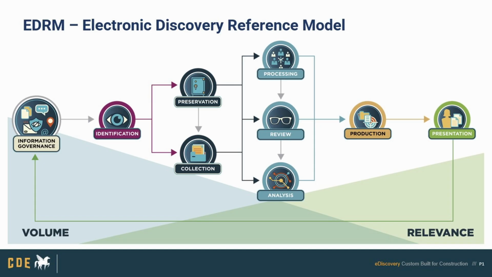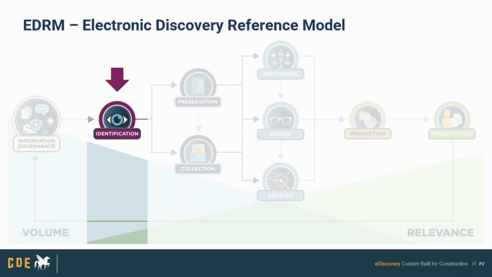Before we address the various stages, please note that the overall goal of the process is to reduce the volume of documents through the various stages while surfacing the most relevant information in accordance with the applicable rules of the jurisdiction. This video will not address information governance. Instead, we'll jump right into the identification section.